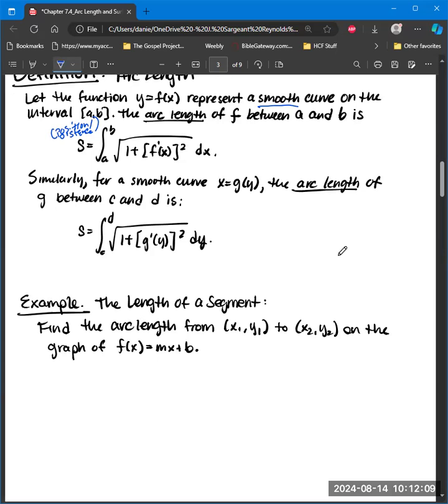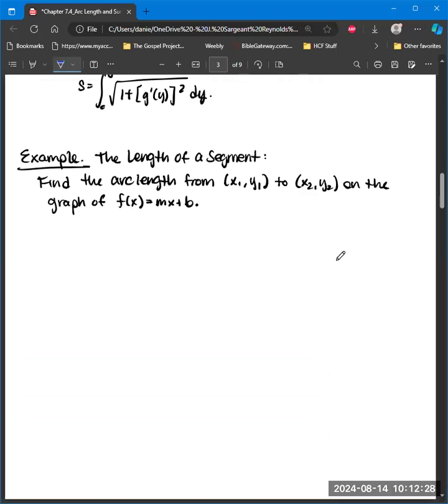So if instead we have a function of y, that's okay as well. We just switch from a to b. We say c to d if we're on y values here, dy and 1 plus g prime of y squared. That's okay too. We can find the length of the arc either way, as a function of x or a function of y.